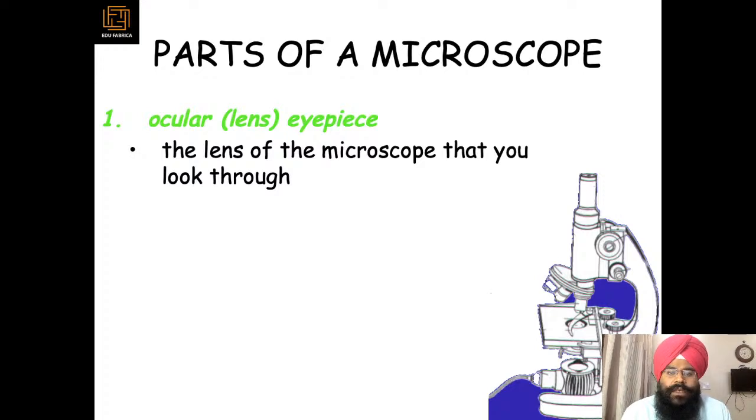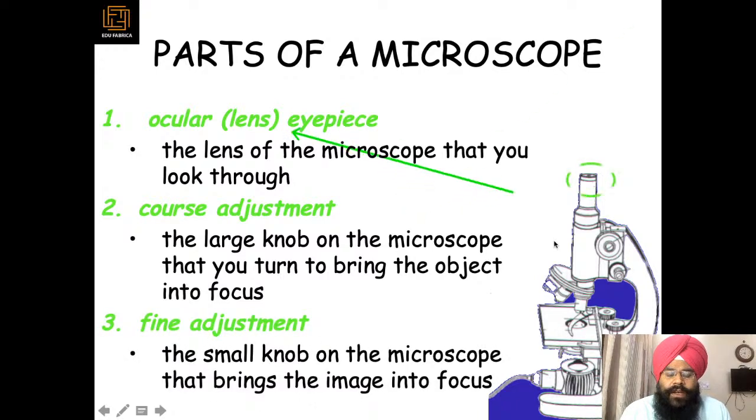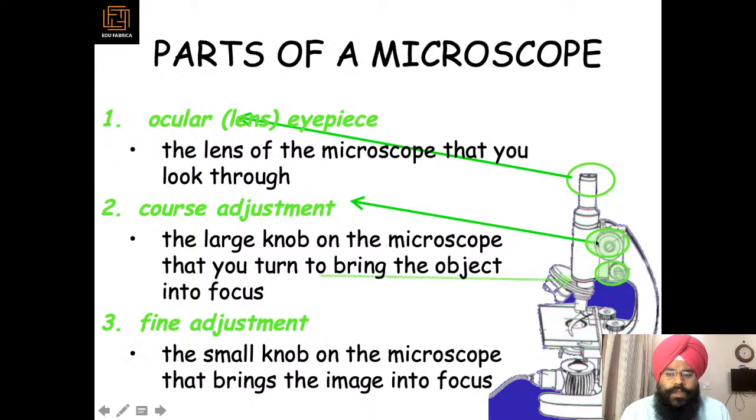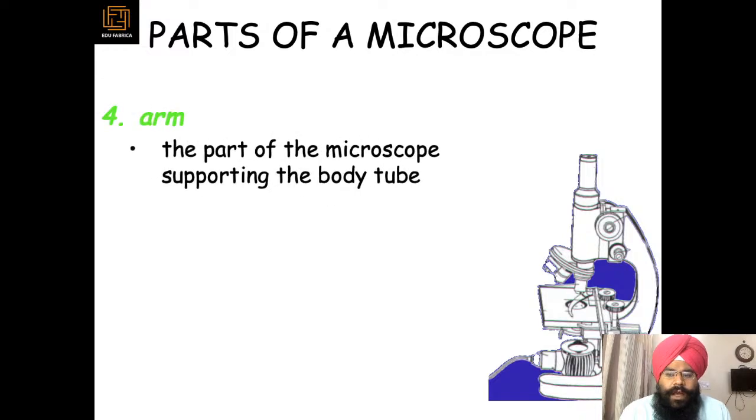First is the ocular lens. This is the lens that we look through at the top. Then comes the coarse adjustment, a knob on the right-hand side. You can bring the object into focus with the coarse adjustment. Then the fine adjustment is the small knob that brings the image into sharper focus. So this is the coarse adjustment, this is the fine adjustment, and this is the ocular lens. Now comes the arm. This is your arm, which supports the body tube.